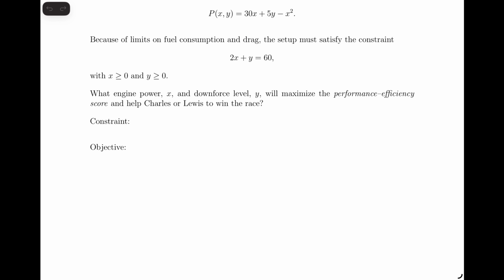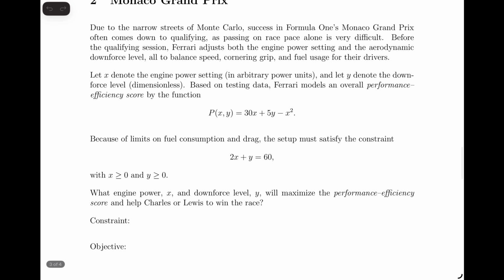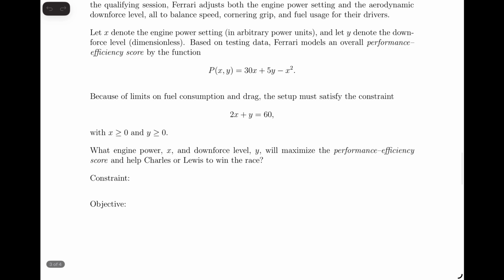Okay, so a lot of information there, but same steps as before. We need a constraint, we need an objective. The constraint, it says pretty clearly, will be 2x plus y equals 60. And our objective is to maximize performance, so we'll use that equation there: P equals 30x plus 5y minus x squared.